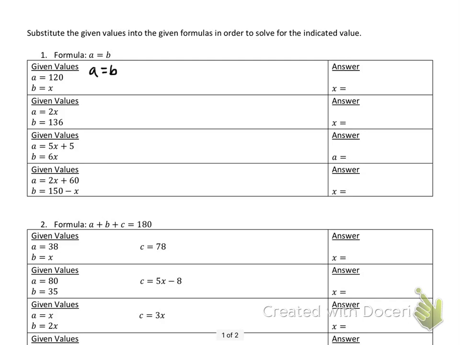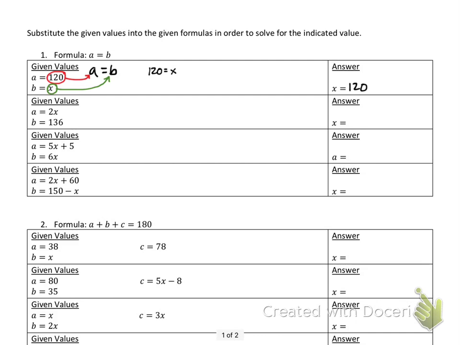Okay, so now what I'm given is my A and my B values. I'm going to substitute those in. So A is 120. I'm going to substitute that in for A. B is X, and I'm going to substitute that in for B. It doesn't get any simpler than this, because when I substitute 120 in, I get that. When I substitute the X in, I get that. 120 equals X. Well, we know what X equals. What does it equal? 120. All we did there was substitution. We didn't have to do any calculations at all. No solving equations. It was already solved.